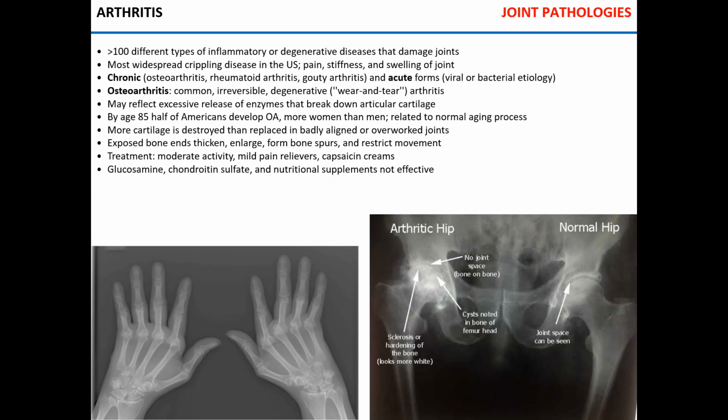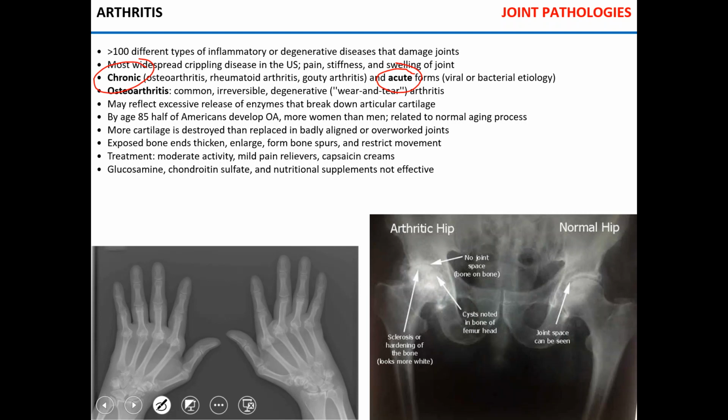Arthritis, a degenerative disease that damages the joint. So there are four types that we're going to talk about. Arthritis can be chronic and acute. Acute arthritis is usually of infectious etiology. The first type that we're going to talk about is osteoarthritis: reversible, degenerative, wear and tear arthritis.